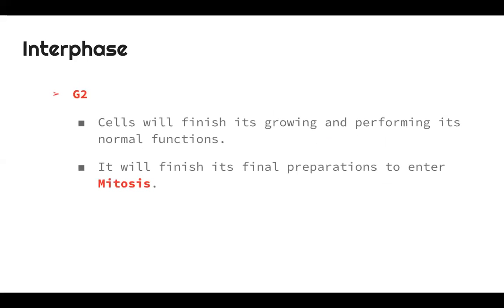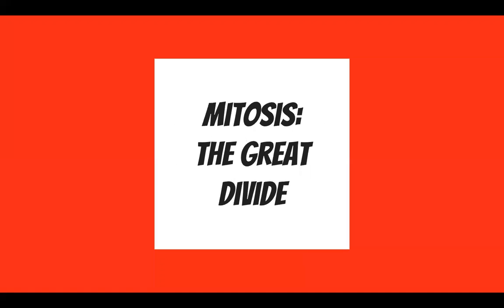So in interphase, the last stage is that G2. So this is when your cells are going to finish growing. They are doing their normal functions and they enter the final stage of preparation before mitosis. So what is mitosis? You'll learn about that next.